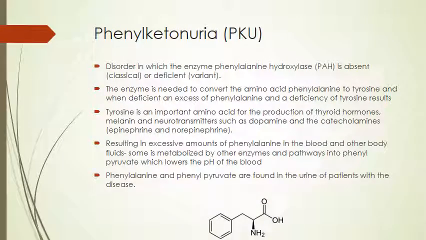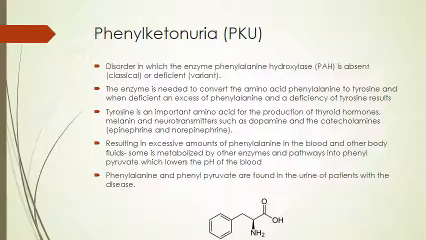Phenylketonuria, or PKU, is an autosomal recessive disease. It's a disorder in which the enzyme phenylalanine hydroxylase, PAH, is absent totally in the classical form or deficient in the variant form. The enzyme is needed to convert the amino acid phenylalanine to tyrosine, and when deficient, an excess of phenylalanine and a deficiency of tyrosine results.